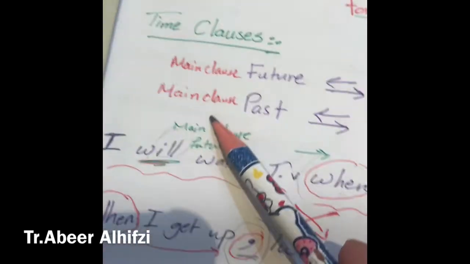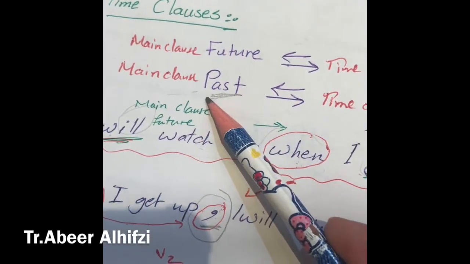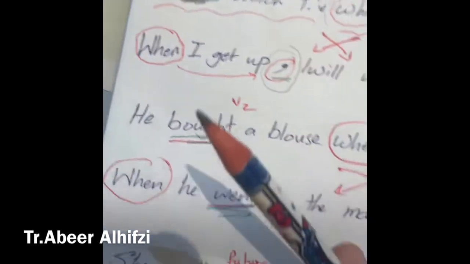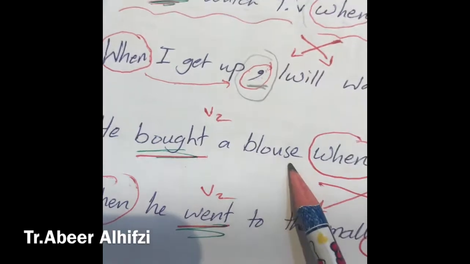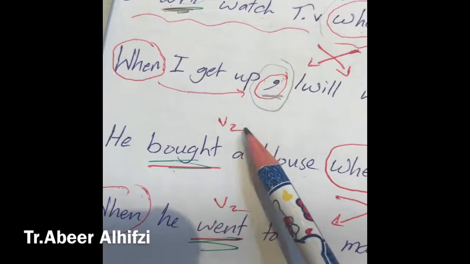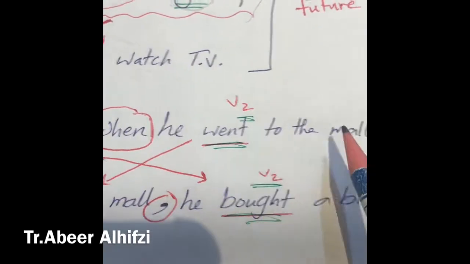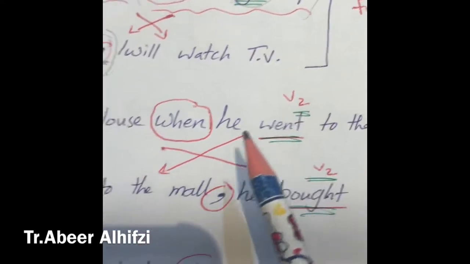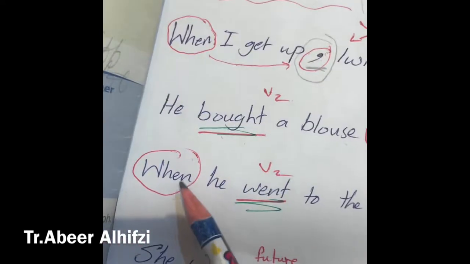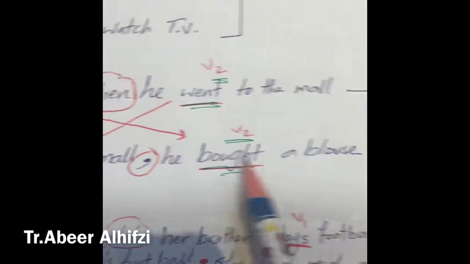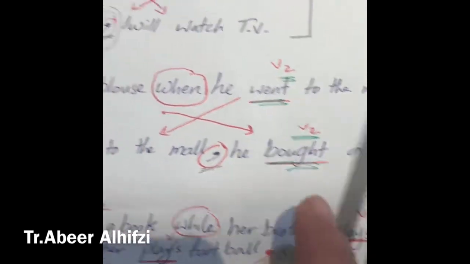Number two, if the main clause is in the past tense, the time clause also has to be in the past tense. For example, he bought a blouse. So this is in the past tense, verb 2, when he went to the mall. Have a time clause, went also is in the past. We can switch them and start with when. When he went to the mall, he bought a blouse. I put a comma in between them, past and also past.